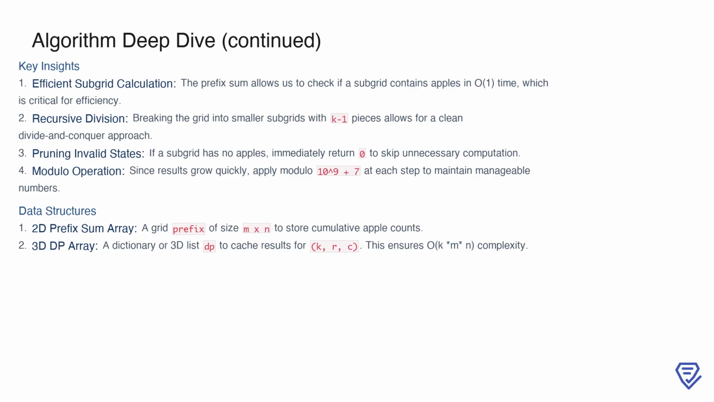In terms of data structures, the algorithm relies on the prefix sum array for efficient apple counts and a 3D array or dictionary to cache the DP values for each state. Together, these structures enable a time complexity of O(k*m*n*(m plus n)), which is feasible for the given constraints.